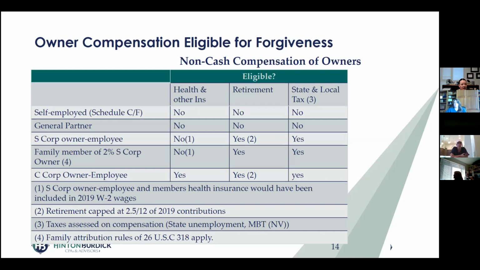The third one is the S-Corp owner-employee. An S-Corp owner-employee is not allowed to tack on to that base salary wage forgiveness the health insurance, because you can include your self-employed health insurance on your W-2, which then makes it wage compensation. You are able to do retirement. So if your business has a 401k plan and they do a 3% company match, that 3% would be eligible to be totaled in the payroll costs and be forgiven.